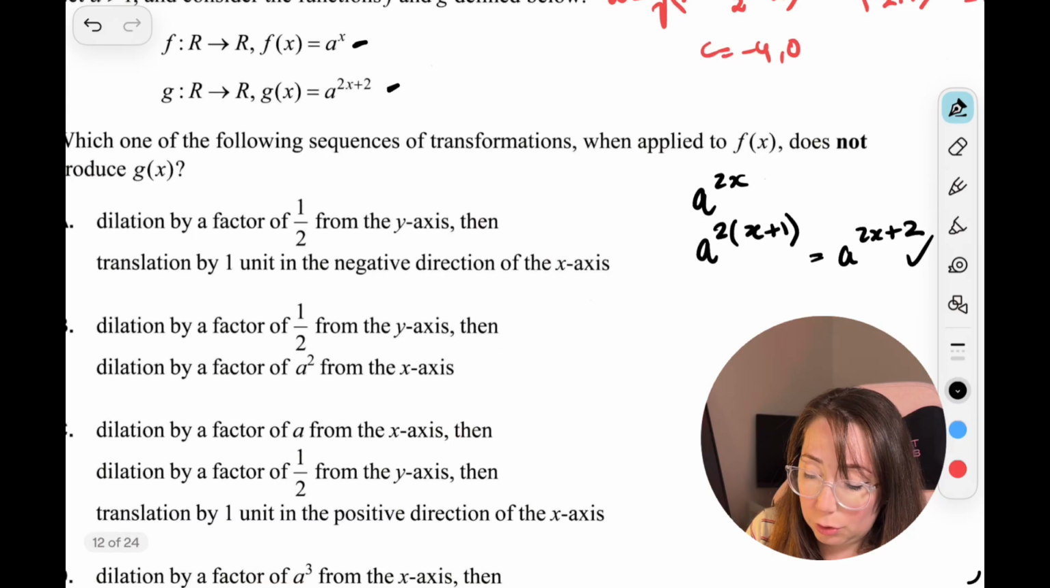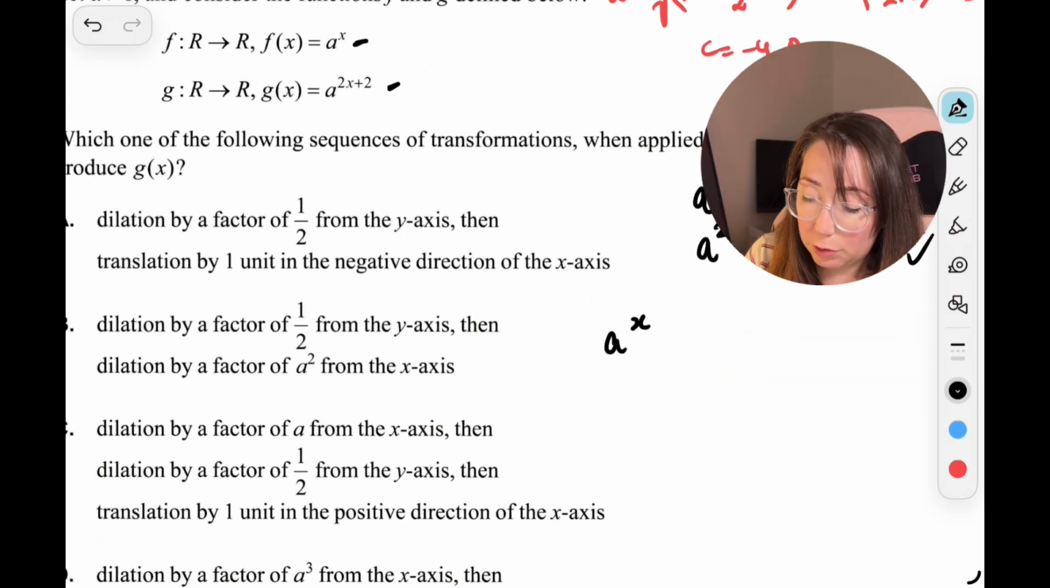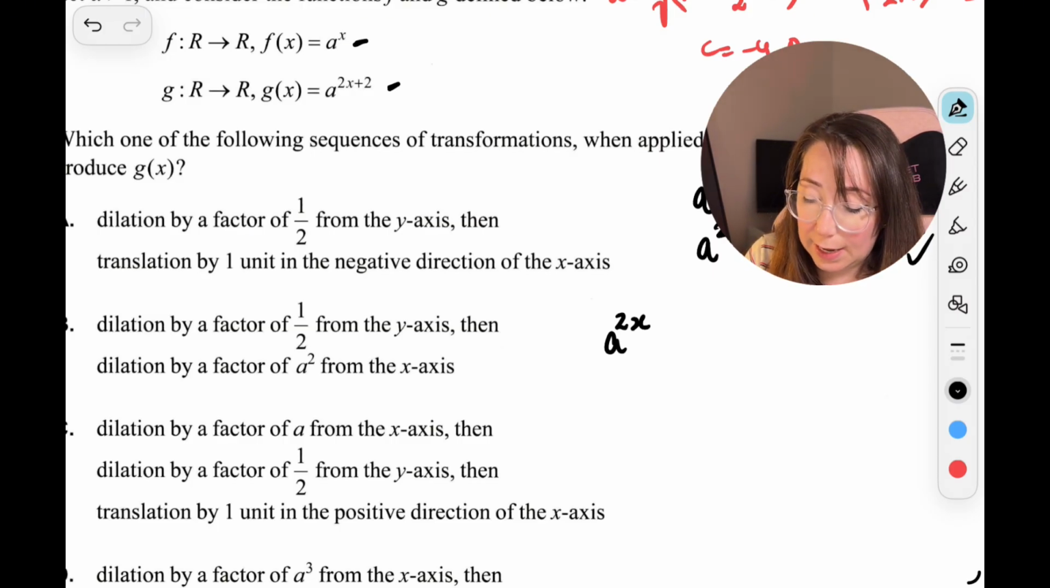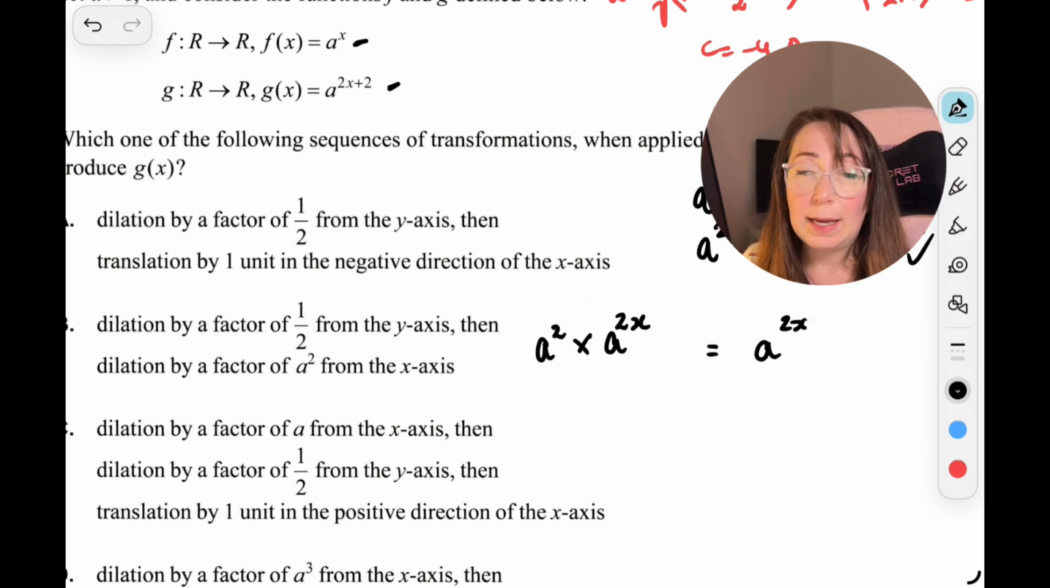Let's try part 2. So we're starting off with a to the x. Again, we've got a dilation of factor a half. So we apply the 2. And then we've got a dilation of factor a squared from the x-axis. So that means we multiply the outside by that dilation. Now with our index laws, all we have to do is add the powers. So again, we get a to the 2x plus 2.